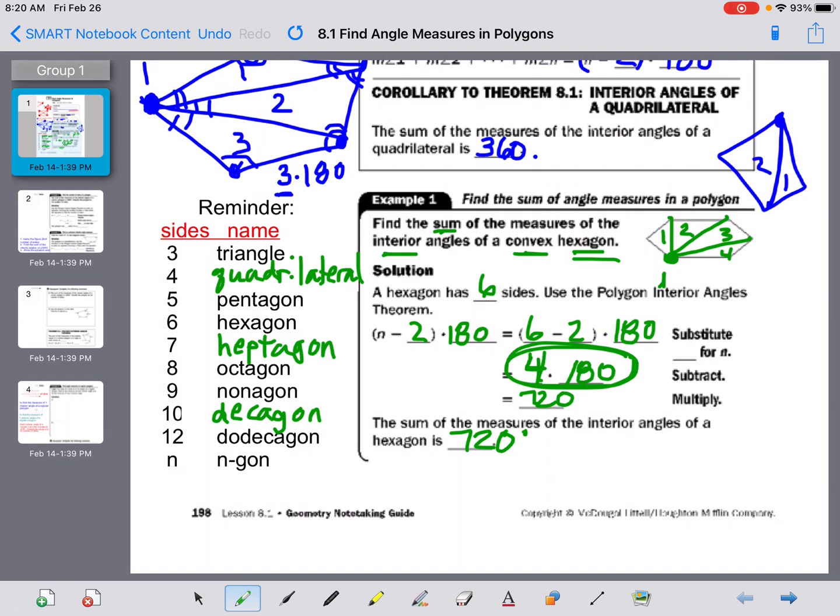So if you're a visual person, go ahead and draw it. Draw all the diagonals from one vertex, not from all vertices, just one. And then you multiply that times the 180 to see how many triangles that formed. And that's the sum of all the angles inside.